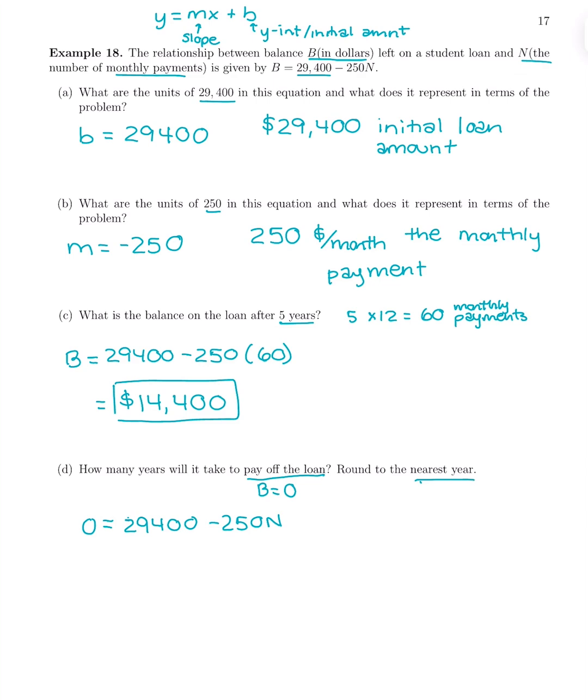So we are going to try to get N by itself. So we could subtract that 29,400, or I like working with positive numbers. So I'm going to add the 250N over. So on the left, we have 250N, and on the right, we have 29,400. We're a little bit closer to having N by itself, but we still need to divide to get rid of that multiplication. So I'm going to divide by 250. So N equals 117.6, and this is monthly payments.